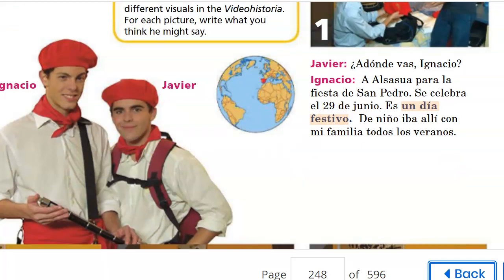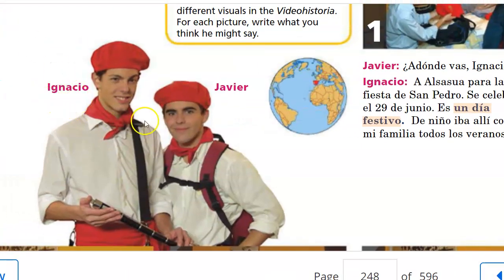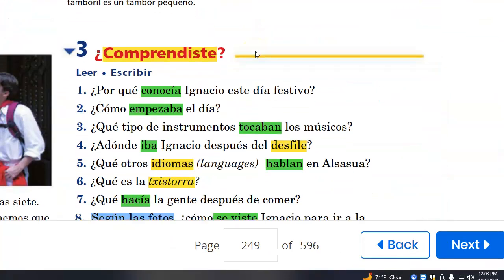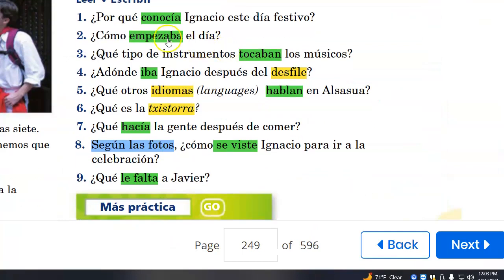So we have Ignacio and Javier. Ignacio is recounting to Javier one of his favorite celebrations from when he was a kid. And here are the questions that you're going to answer in relation to the story. Número uno, ¿por qué conocía Ignacio este día festivo? Why does Ignacio, or how does Ignacio know about this holiday? How is he familiar with it? Find the answer there in the text.